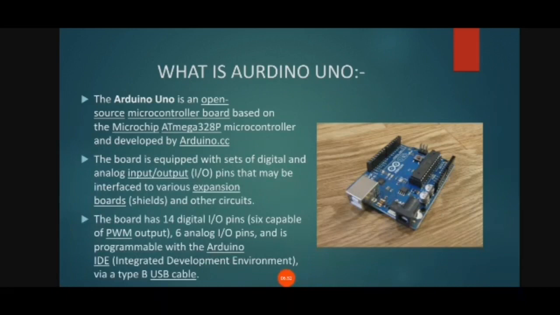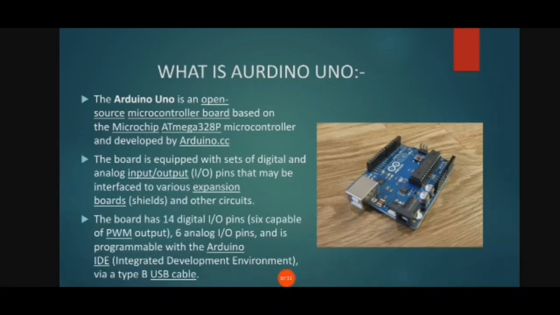The UNO has 6 analog pins labeled A0 through A5. Each provides 10 bits of resolution. By default, they measure from ground to 5 volt, though it is possible to change the upper end of the range using the AREF pin and the analogReference function.